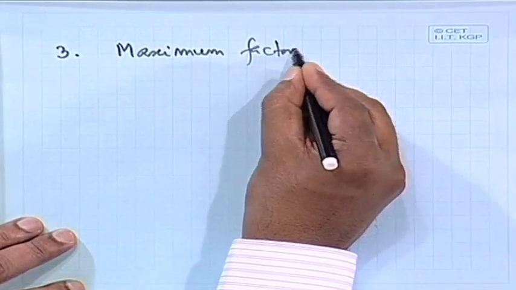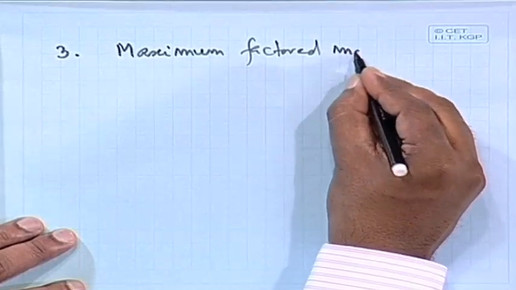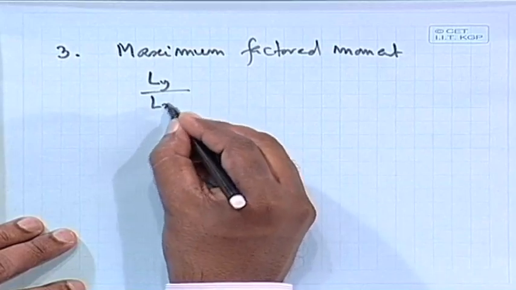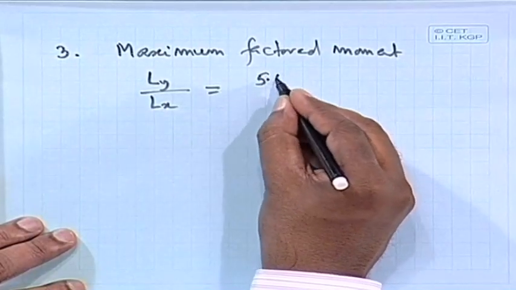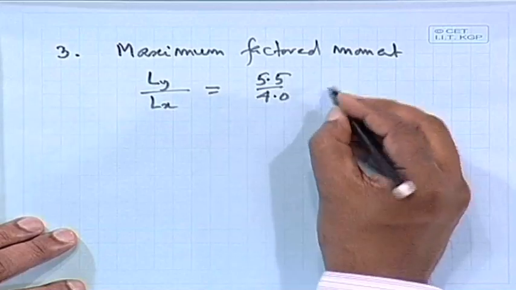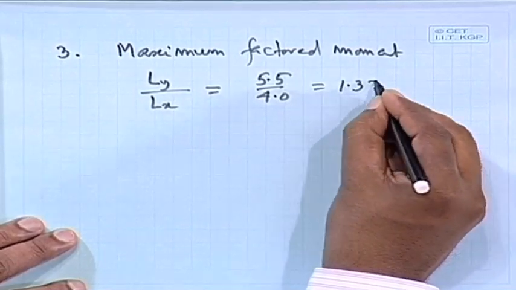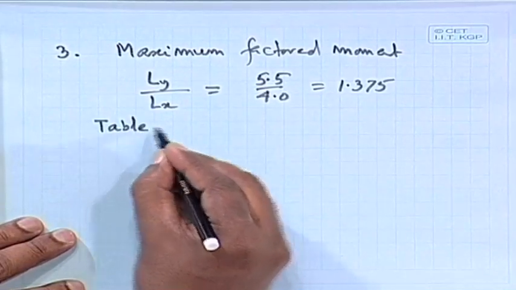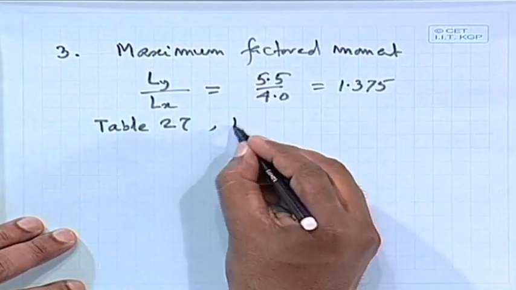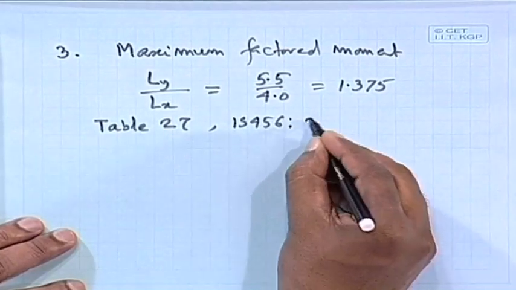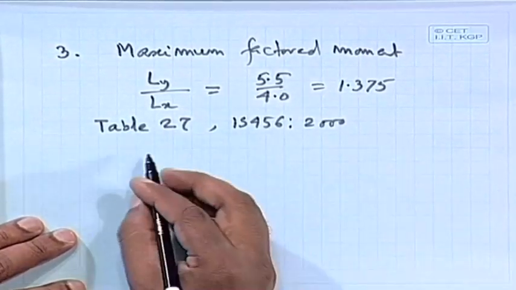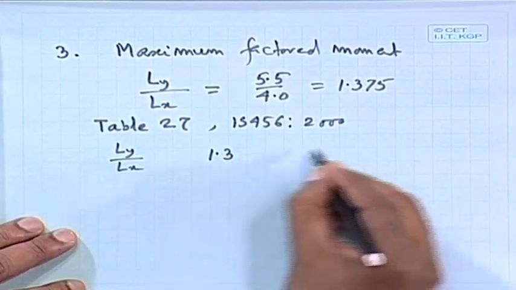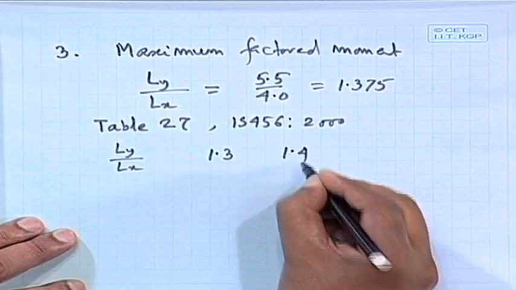Maximum factored moment. Ly by Lx equals 5.5 by 4.0 equals 1.375. Let us take it from Table 27 of IS 456 2000. Ly by Lx is coming between 1.3 and 1.4.